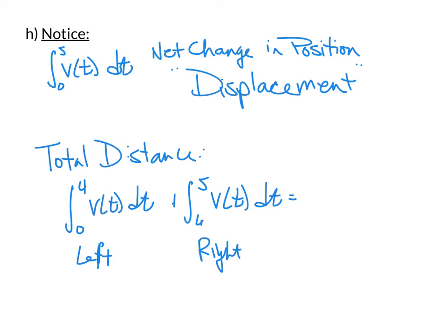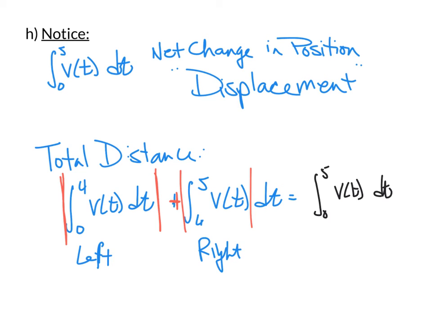So to find out what that distance to the left was, instead of looking at it as a negative value, we would take the absolute value of it and consider it as a positive amount. Then to that we would add how much we took to the right, that absolute value there. So how we would write this out. Remember, if we went from 0 to 5 of the velocity function, this would give us that displacement, where we ended up compared to where we started.